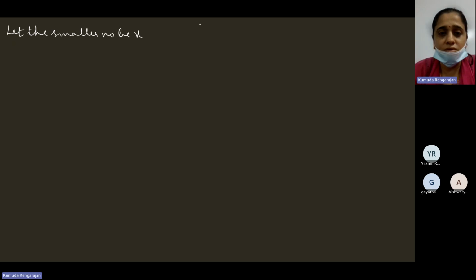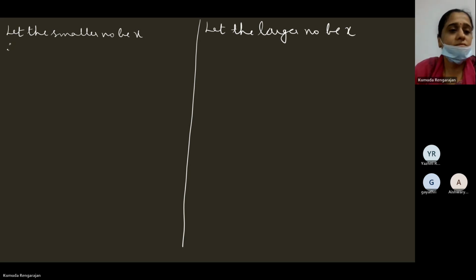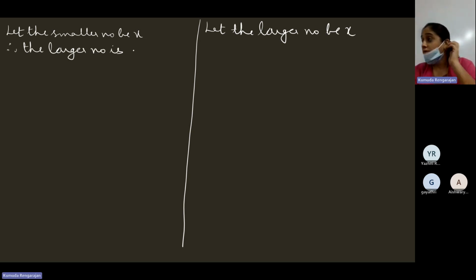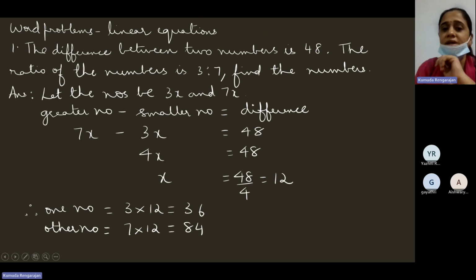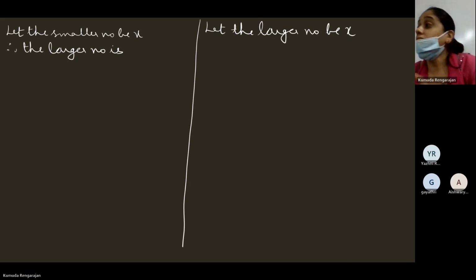Let the smaller number be x. What will be the larger number using the difference? The difference of the two numbers is 48, no? We're using that for assuming. So if you call the smaller number as X, what will be the larger number?